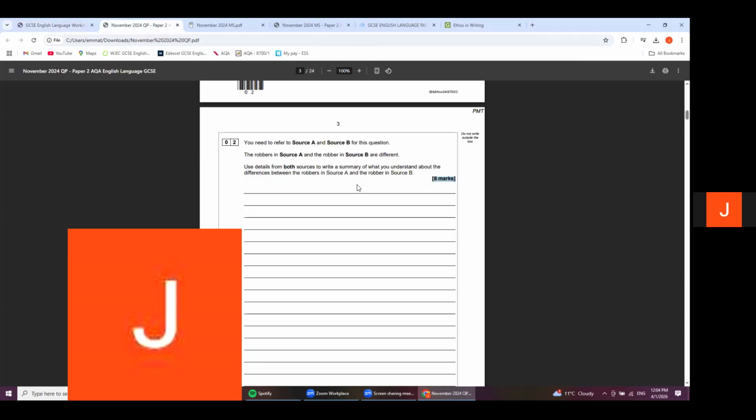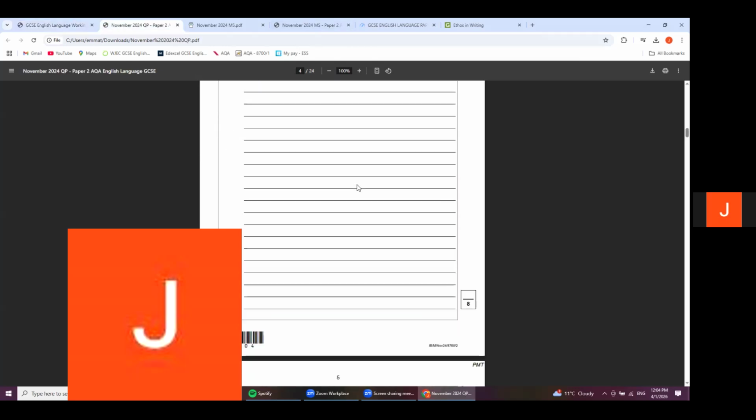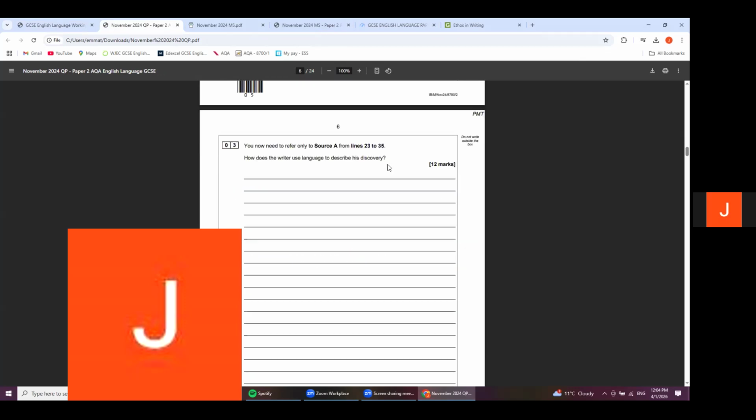So question two is done, and we will move on to question three. So 12 mark question, 12 to 15 minutes, potentially, give or take. Obviously, always be aware of the time constraints. You now need to refer only to source A from lines 23 to 35. So, conveniently for us, it's only source A, and we only need to refer from lines 23 to 35. So that's the specific area from which we are gathering information we're reading.